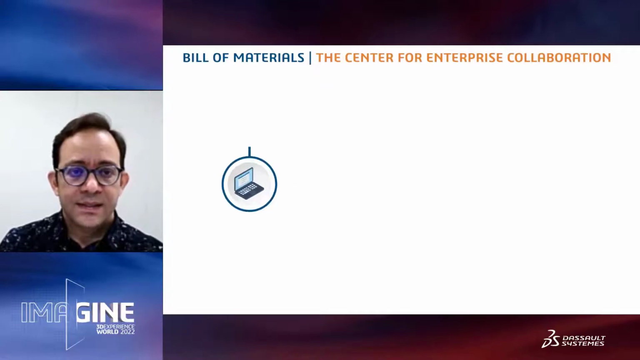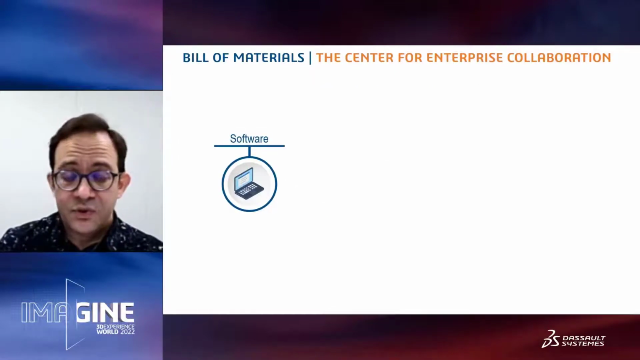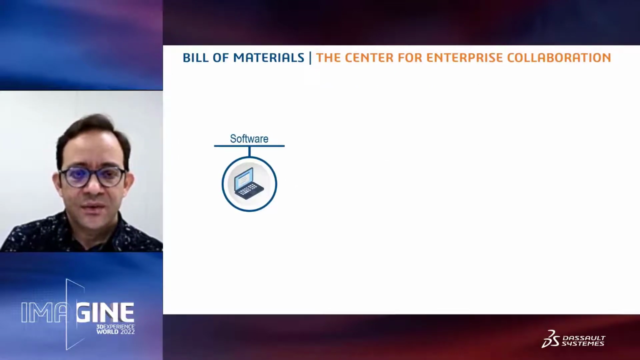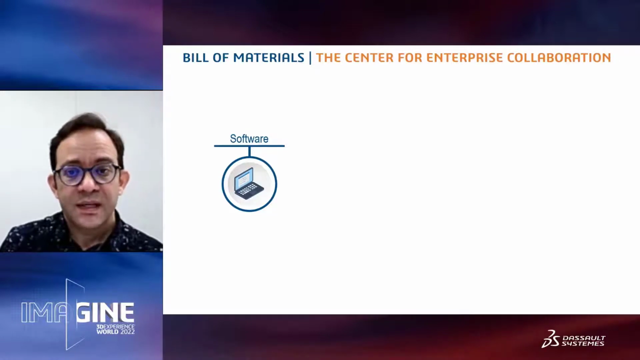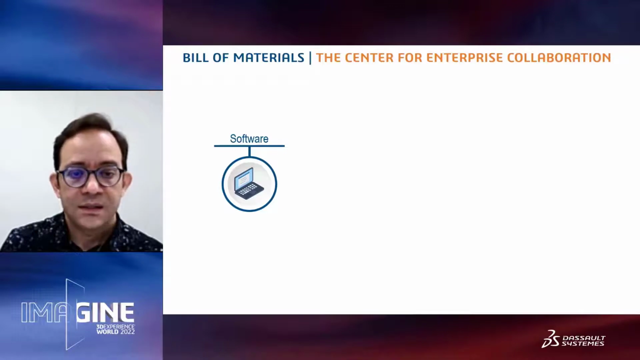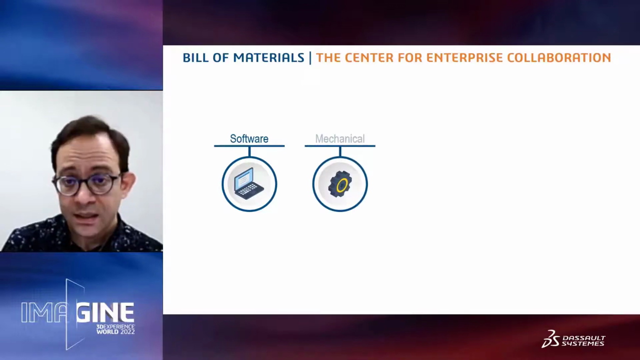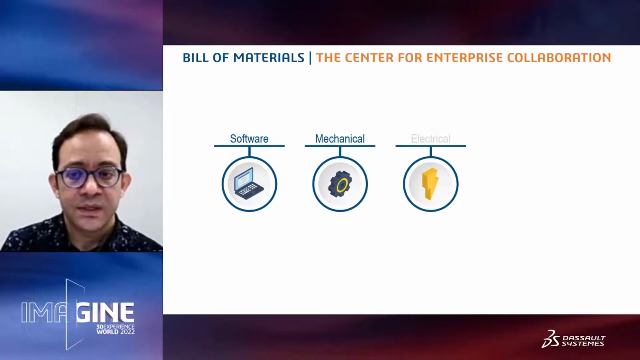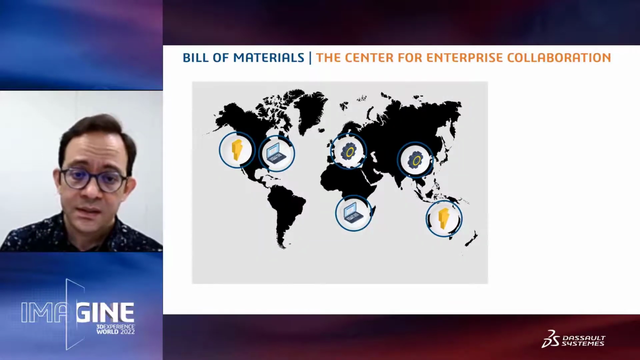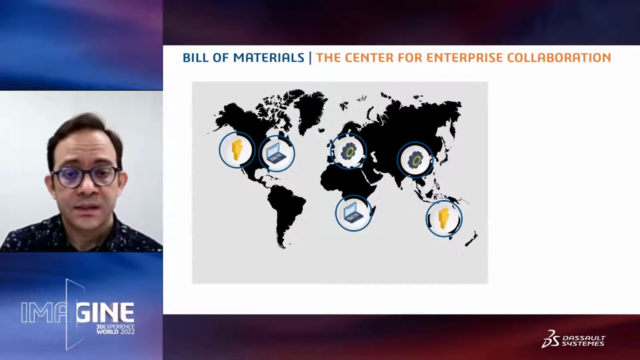So let's start by saying that the bill of material, and I'm sure everybody knows that the bill of material is the center of the collaboration in the enterprise. It contains software components, mechanical components, electrical components. And these components are designed and developed not in a single place, but in different places in the world.